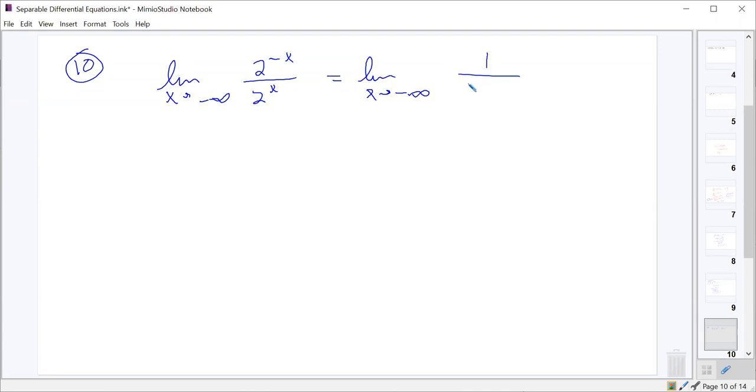So we've got 1 over 2 to the 2x now, as x goes to negative infinity. Well, as x goes towards negative infinity, this ends up becoming 2 to the negative infinity. Right? And so 2 to the negative infinity would bring that back up to the numerator effectively. This is 1 over 2 to the negative infinity, which is effectively 2 to the positive infinity, which tells us that it is infinity.